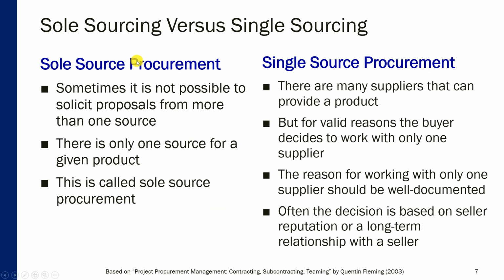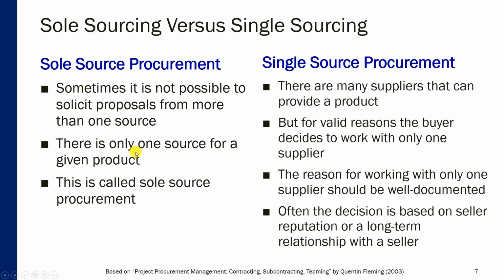Now, still, a lot of projects involve limited competition, and those kinds of exceptions typically fall into two categories: sole source procurement and single source procurement. So what is sole source procurement? Well, sometimes it is not possible to solicit proposals from more than one source in the first place. And the reason for that is that there is only one source for a given product.